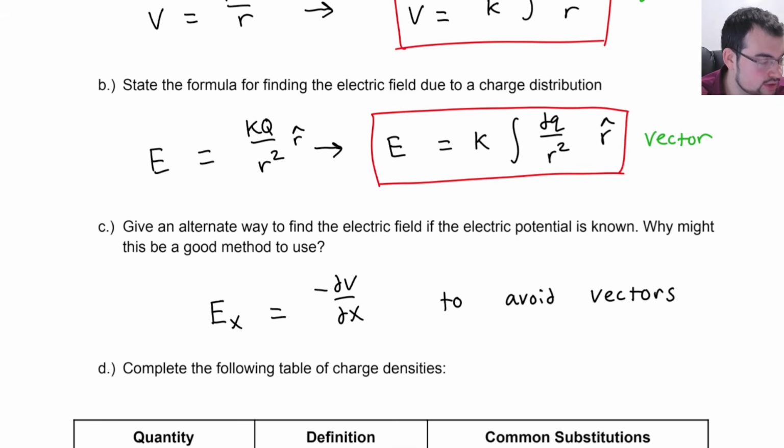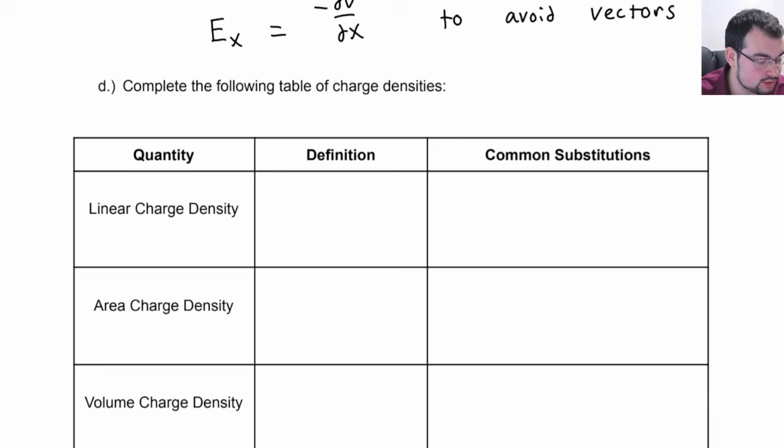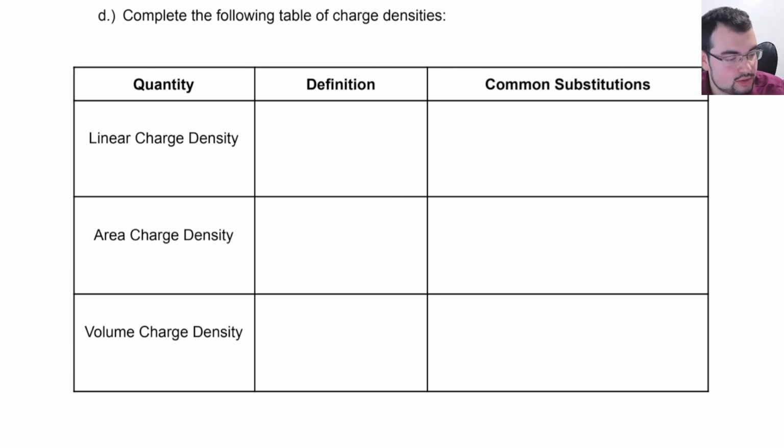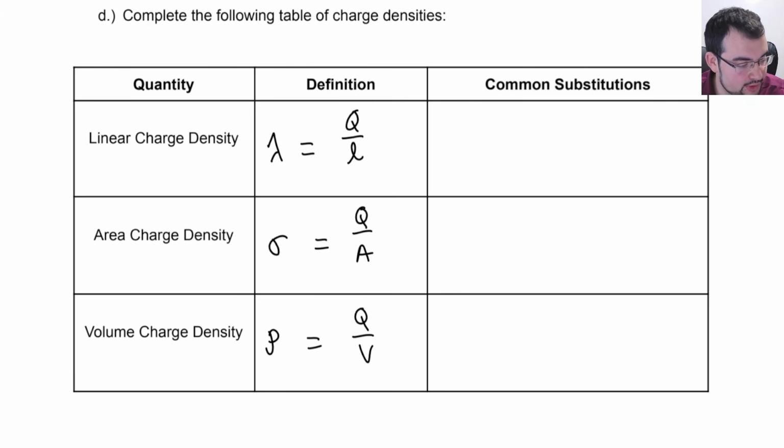So some people actually like to just find V first, then take a derivative, because they don't want to do the component thing for some of these. Now, related to charge distributions would be charge density. So we have linear charge density lambda, which is charge per length. We have area charge density, which is charge per area. And we have volume charge density, which is charge per volume.